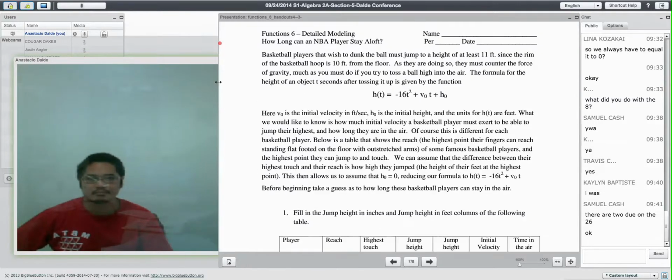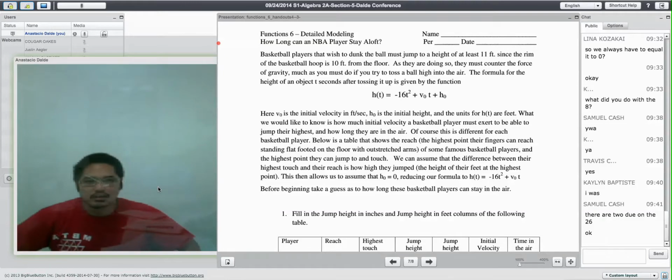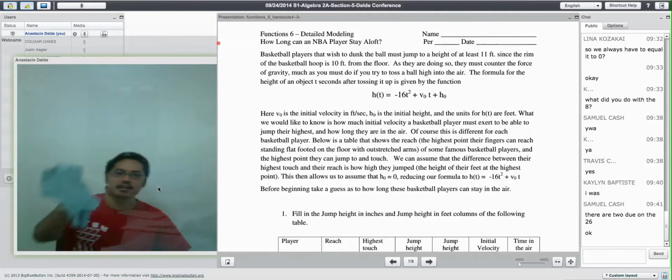Let's make it bigger so we can say: a basketball player wishes to dunk a ball and must jump to a height of at least 11 feet, since the rim of the basket is 10 feet from the floor. As they are doing so, they must counter the force of gravity, much as you do when you try to toss a ball in the air. The formula for the height of the ball is given by that.